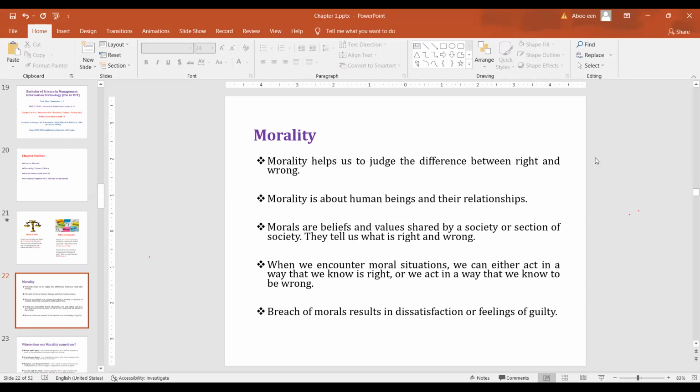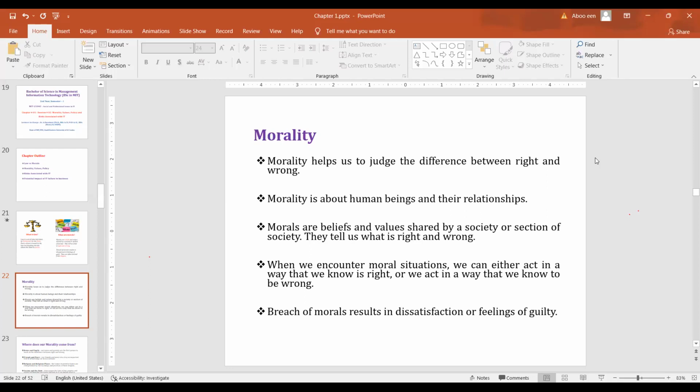Morals are beliefs and values shared by a society or section of a society. They tell us what is right and what is wrong. So morality means these are beliefs in the society and the values shared by a society, which tell us what are the right things and what are the wrong things.